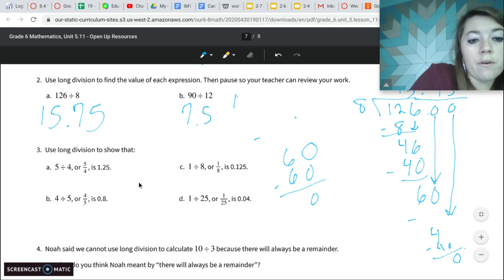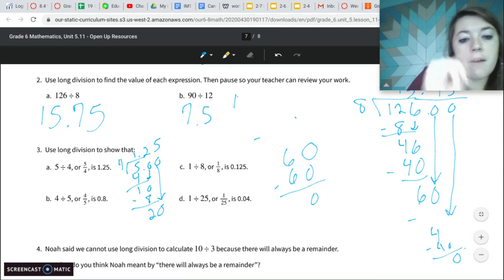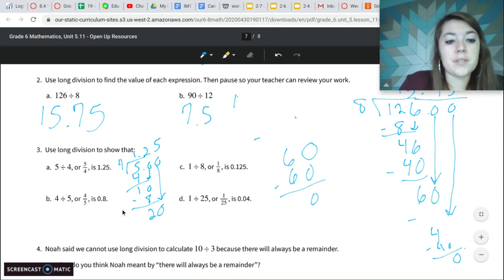So 4, 5's out or inside. 4 can go into 5 one time. We get 1 left over, so we put a decimal point, add a 0, bring it down. 4 can go into 10 2 times. That's going to be 8. 10 minus 8 is 2. Add another 0, bring it down. How many times can 4 go into 20? 5 times. So it worked out.